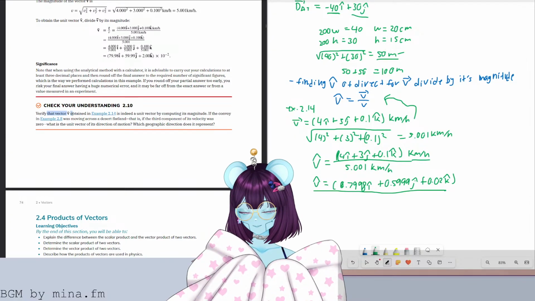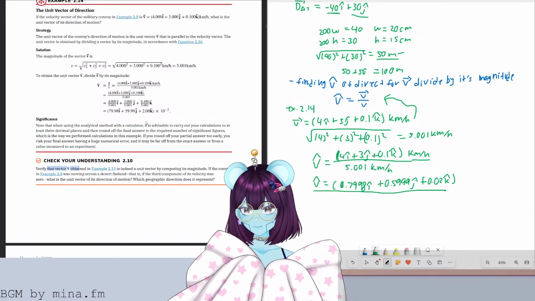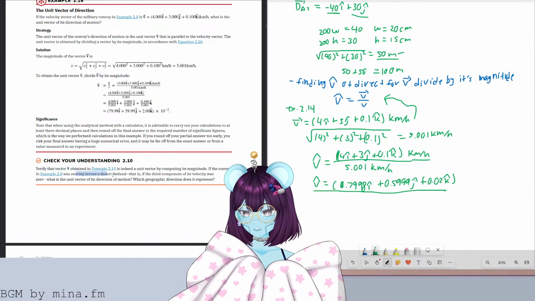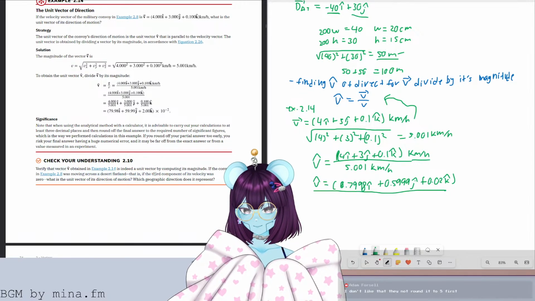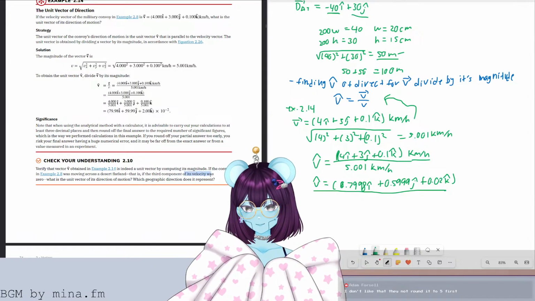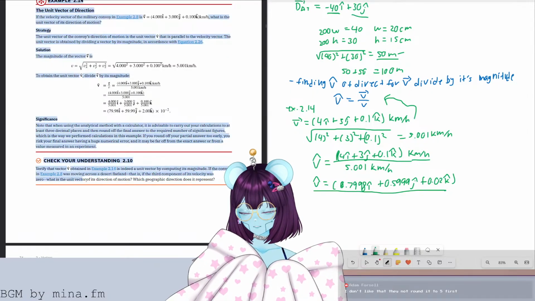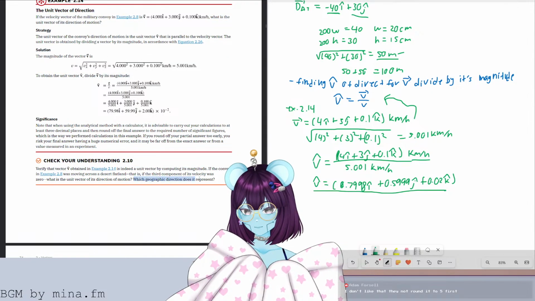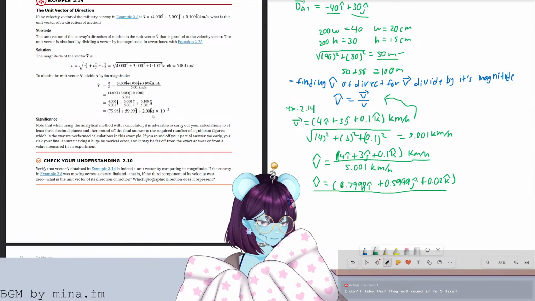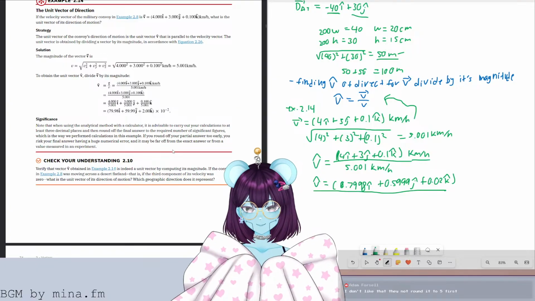Verify that the vector is obtained from this equation. If the convoy was moving across a desert flatland, what if the third component of its velocity was 0? What is the unit vector of its motion? Which geographic direction will it represent? So wouldn't that just mean that this is 0? Yeah, I don't know.